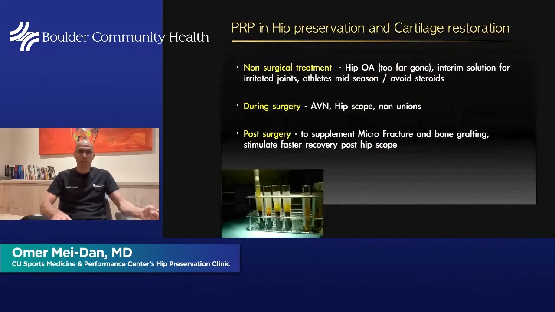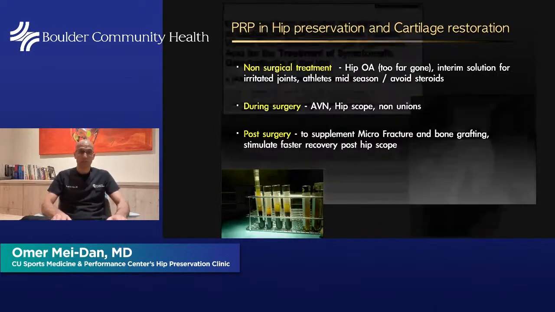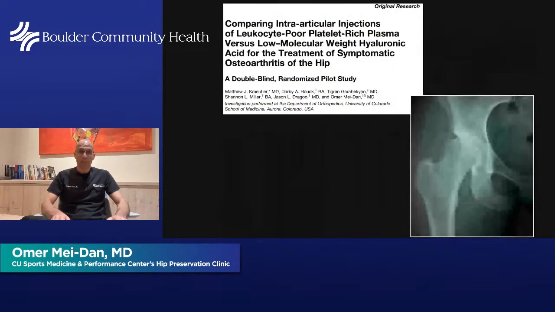Also, during hip preservation procedures and sometimes in conservative measures, we use a lot of platelet-rich plasma or biologics. We use it in non-surgical indications like arthritis when we cannot help them anymore with surgeries, or during surgery itself like in AVN, or during hip scope after we do microfracture and want to promote faster healing of the cartilage, or sometimes after surgery too. We actually published that a few years ago.